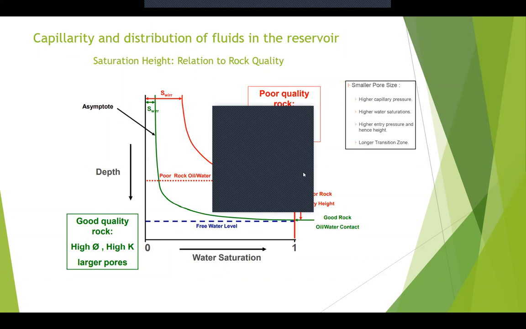And also for carbonate, it has to be calibrated with core, because you don't know the border between movable porosity or irreducible porosity and clay-bound water porosity. So this has to be defined from core.